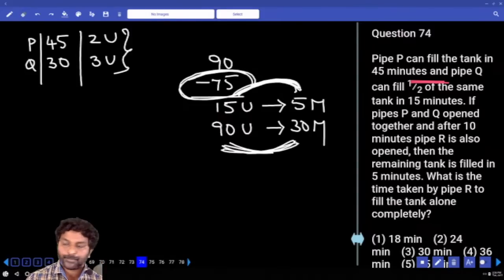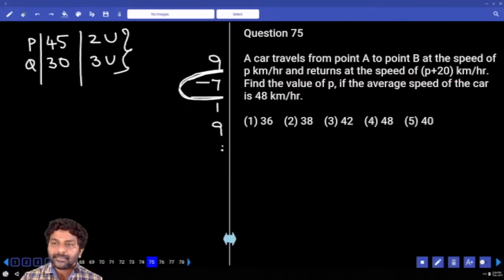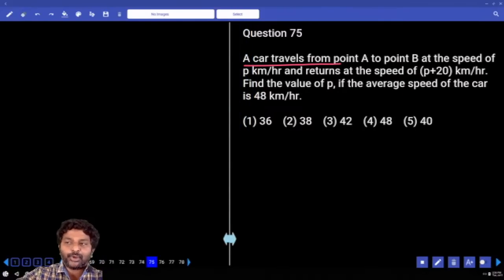Are you done? Come on, complete it. Right, 75. A car travels from point A to B at a speed of p kilometer per hour and returns at a speed of p plus 20 kilometer per hour. Find the value of p if the average speed of the car is 48 kilometer per hour. Is it okay now? Come on.